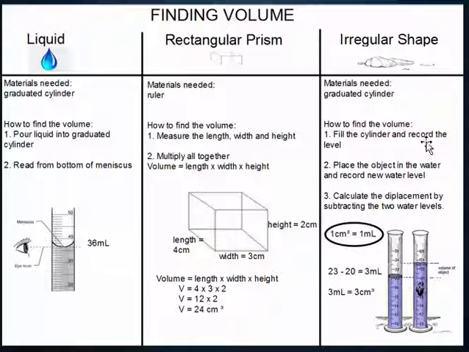When you're finding the volume of an irregular shape, it could be an eraser, it could be a thimble, it could be a rock, you need a graduated cylinder again. You fill up the graduated cylinder with a certain amount of water. You record that level. You place the object in the water and watch that the water goes up. Then you calculate the displacement by subtracting the two water levels. Then you write your answer as centimeters cubed.